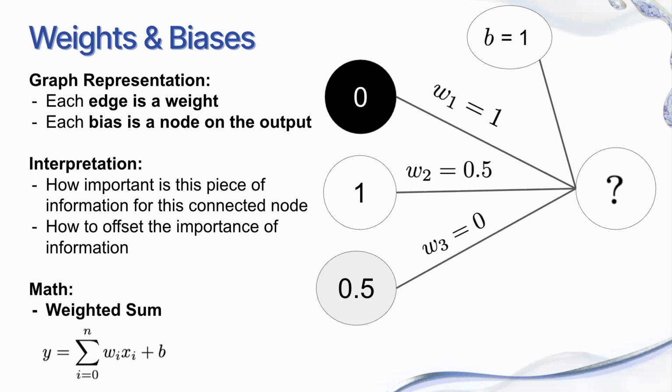And then in some papers, you'll see that these biases are connected to, or you might have a small node at the end that's connected to our output node, and that would be your bias. One way to understand our weights is it's a way to measure how important each piece of information is that's coming into this incoming node. And for biases, it's how to offset the importance of information.